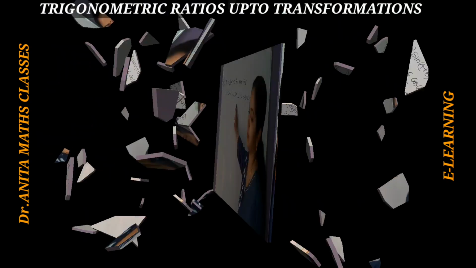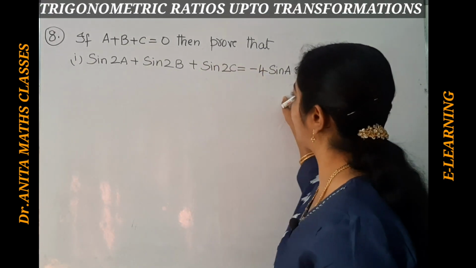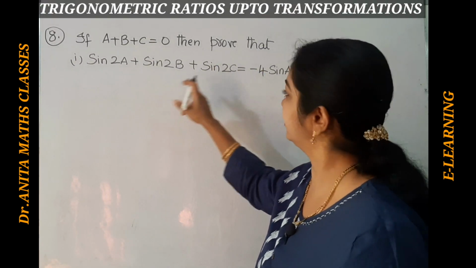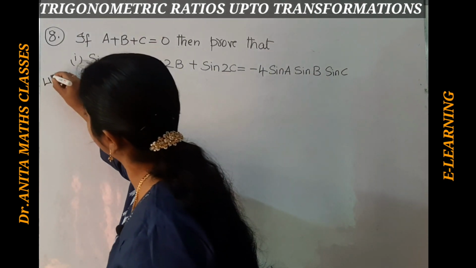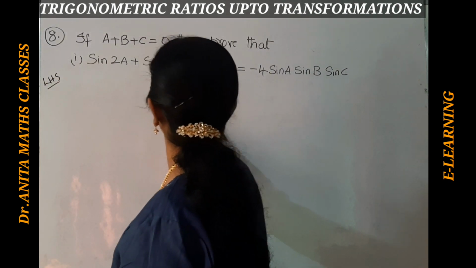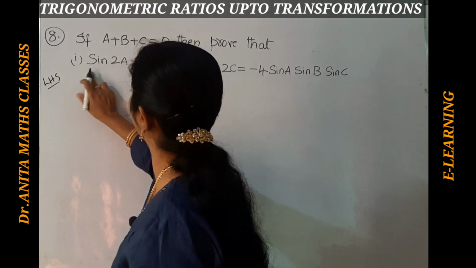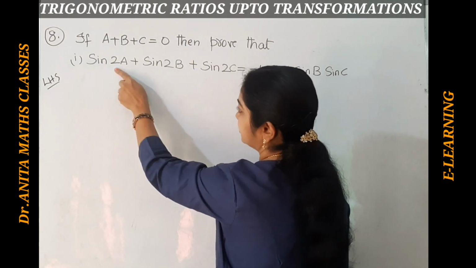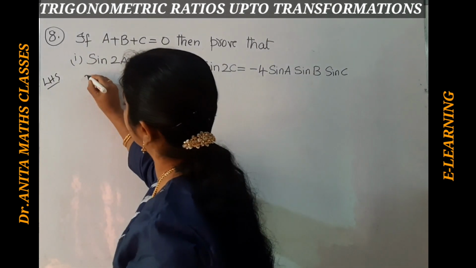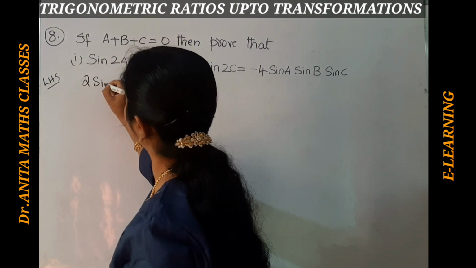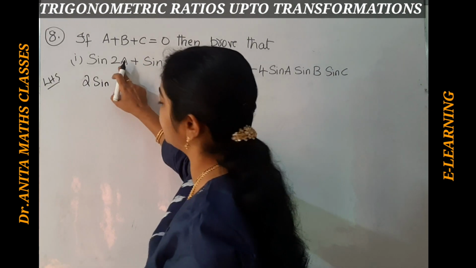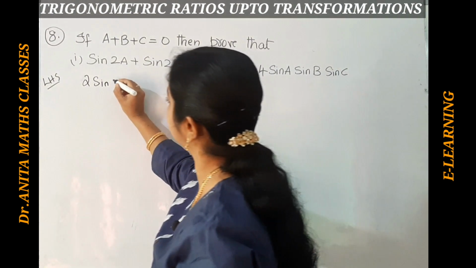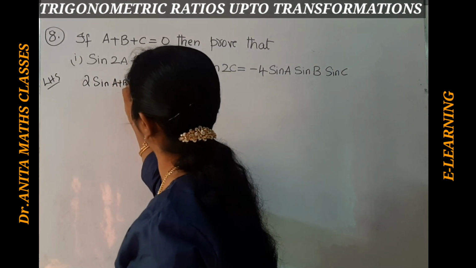Please make a note. Eighth problem, the first bit. So here the same problem, but here given sine. So let's start with the LHS. If you are taking sine, we will club these two, sine 2A and sine 2B. So we will write the transformation formula for this. So this becomes 2 sine A plus B by 2. So 2A plus 2B by 2, 2 gets cancelled, just we have A plus B.